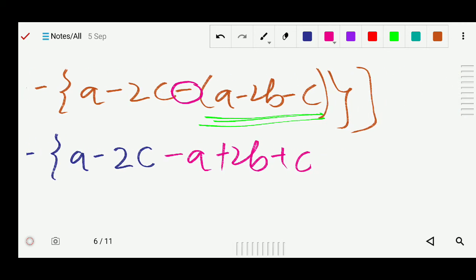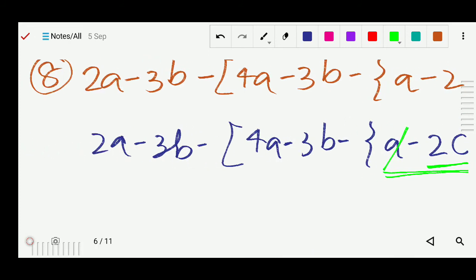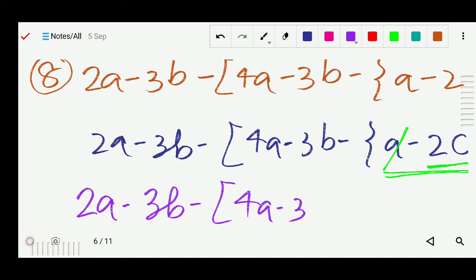Got it? Now close the medium bracket, and now you can do the operation inside this, you can solve this also. You can see plus a and minus a are the same, so we can cancel it. Now you can see minus 2c and plus c, so minus 2c plus c will be minus c. That we will write in the next step. So here you can write 2a minus 3b minus, here is the 4a minus 3b.